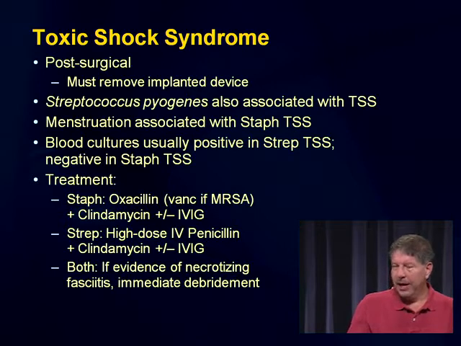Many people add the IVIG just because it appears in some studies to be helpful. Again, there's a big immune thing going on here, and so somehow the IVIG appears to be helpful. If there's any evidence of necrotizing fasciitis, remember you need to debride the patient and get them to surgery if you can.